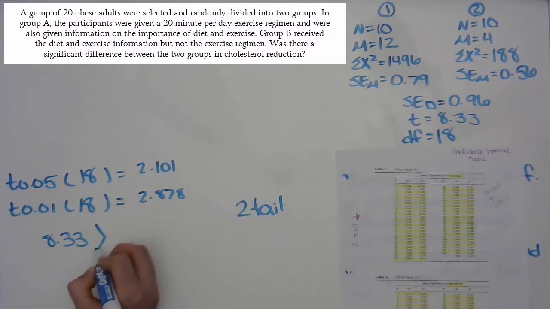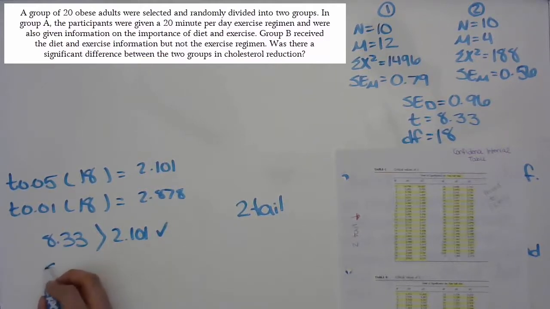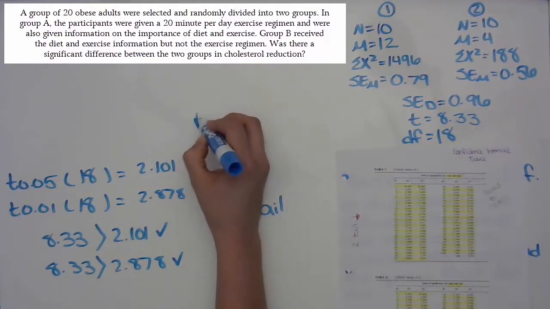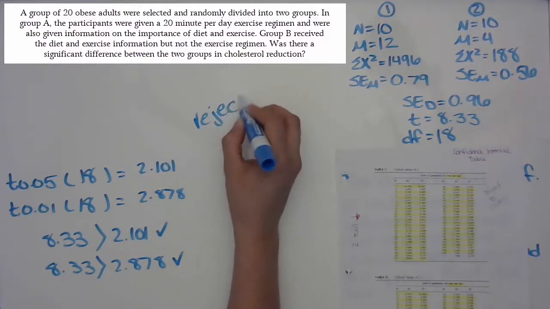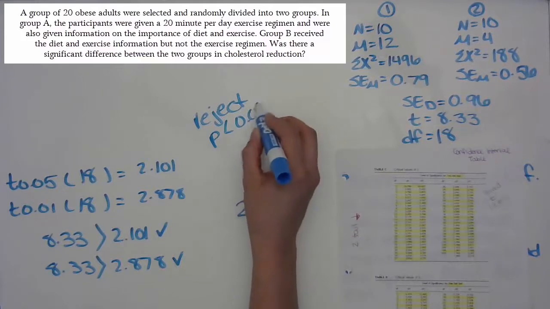Okay, so our t-value of 8.33, is that greater than 2.101? Yes. Is that same t-value greater than 2.878? Yes. So that means that we reject H0 at the 0.01 level.